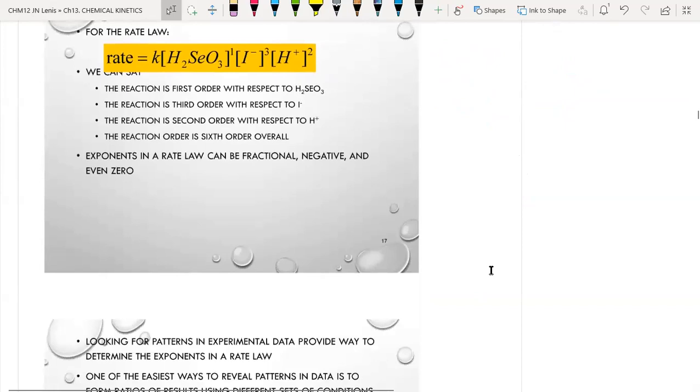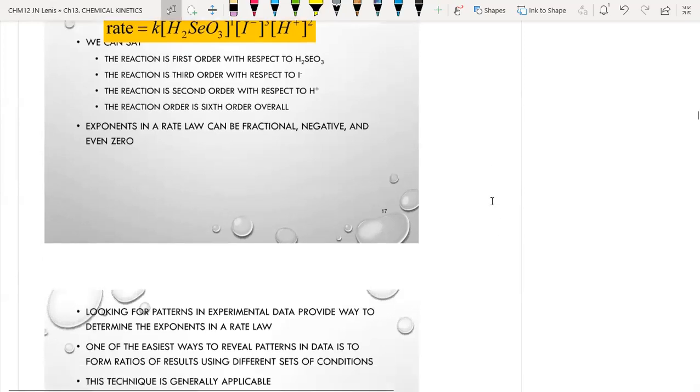The exponents in a rate law can be fractional, can be negative, can even be zero. I mentioned it before, it can also be zero order. The most common orders in chemical reactions are zero order, first order, second order. Third order is possible, but those are very unusual reactions. You will know the meaning of that order later on.